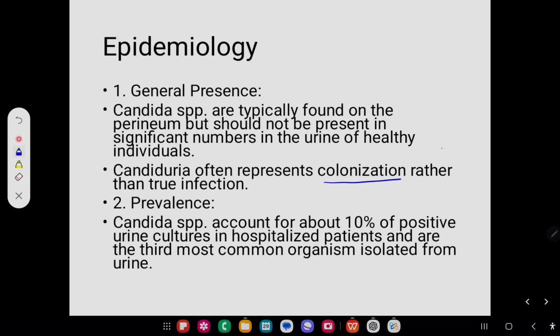First, colonization. Colonization is the presence of the microorganism on or in the body, but the microorganism is not causing any harm to the body, and the body is not responding to its presence.